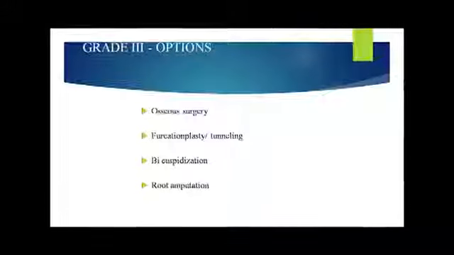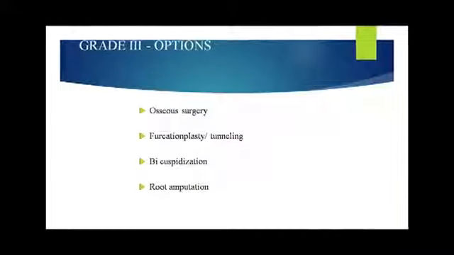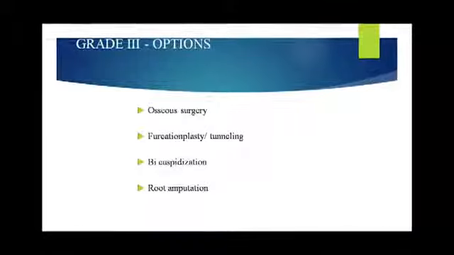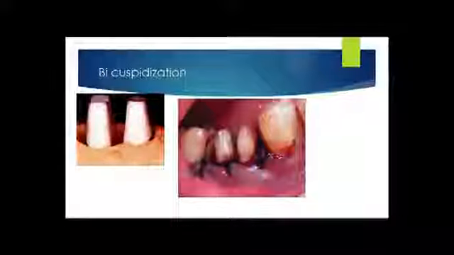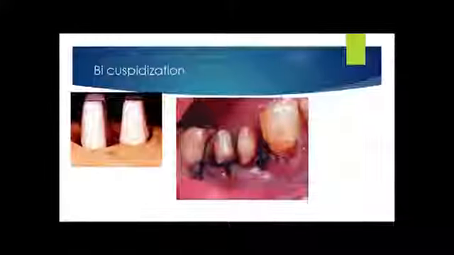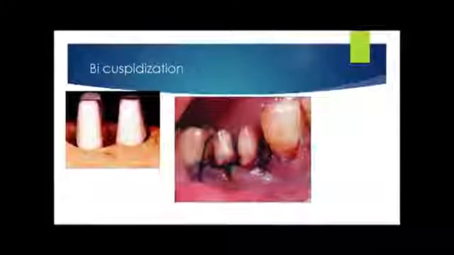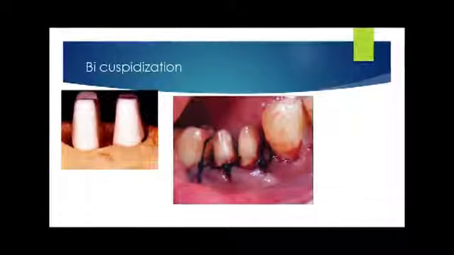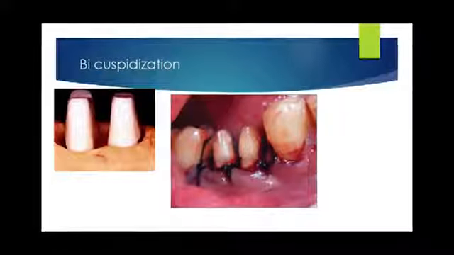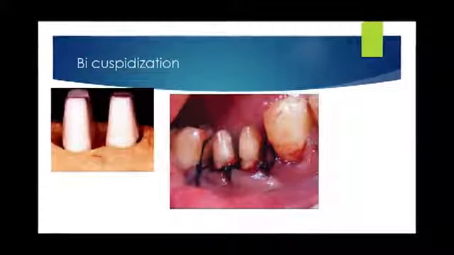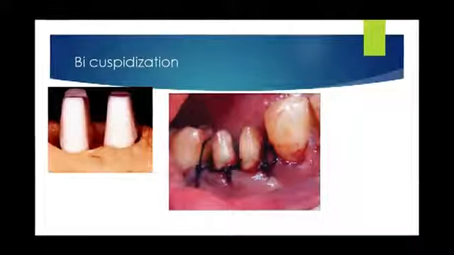We can do bicuspidization, where you divide the tooth into two, turn it into bicuspids, or you can do root amputation. This is what we are calling bicuspidization. This was one tooth, one tooth. Or let's use this one. This was one tooth. So you divide, get rid of the furcation, crown this tooth on its own, crown this tooth on its own. Someone gets 4 premolars and 2 molars instead of 3 molars and 2 premolars. But the teeth are functional and there's no furcation to worry about.